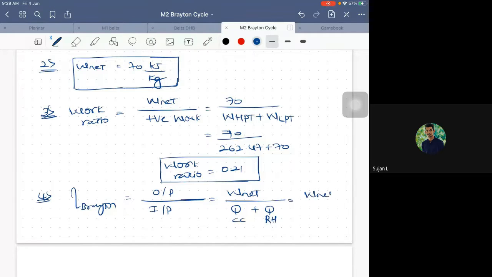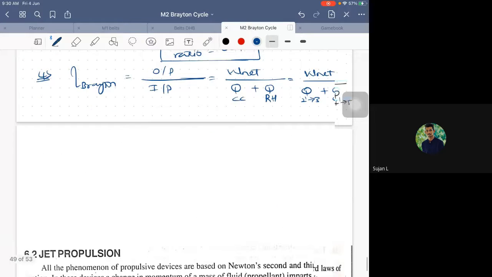So it is W net divided by the combustion chamber. What is the equation? 2 dash to 3, right? And for the reheater, 4 dash to 5. Very good. And this is also 2 dash to 3, I guess, right? Yes, sir. Okay.